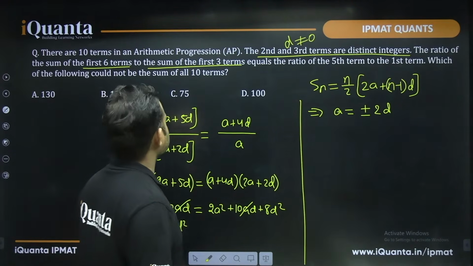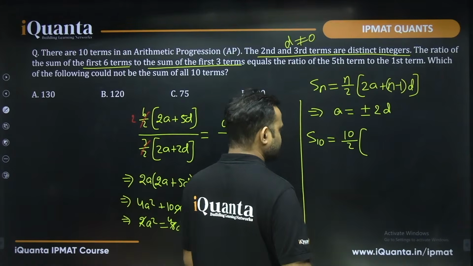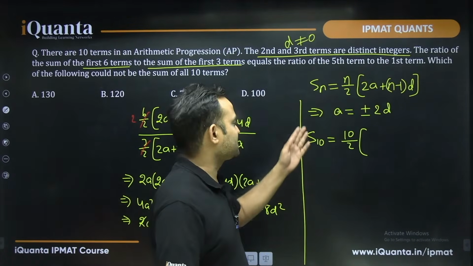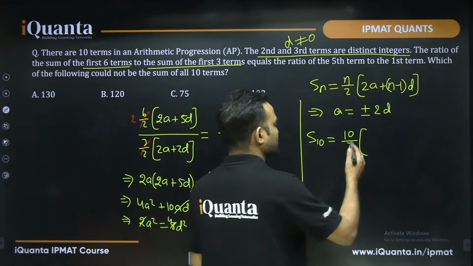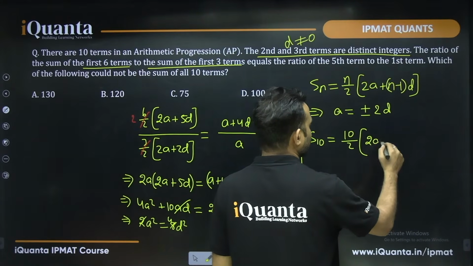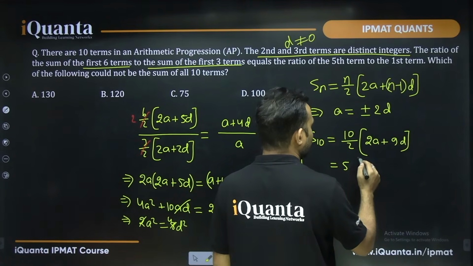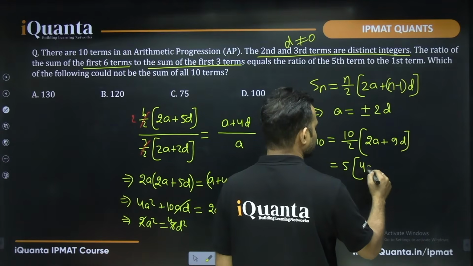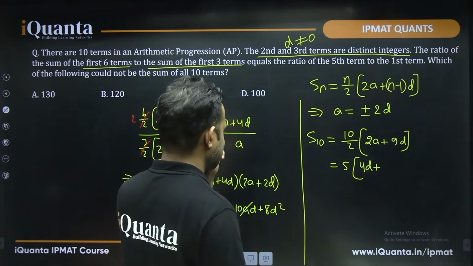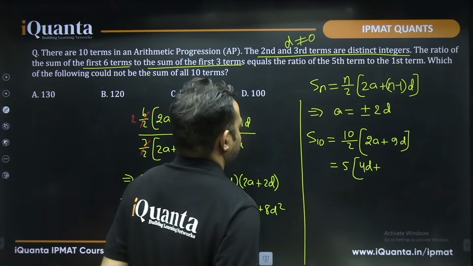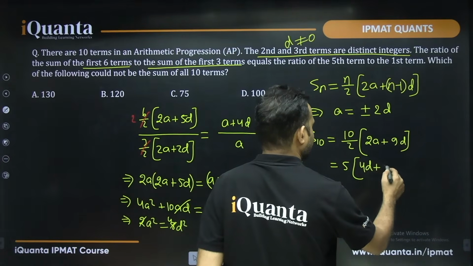Which of the following could not be the sum of all 10 terms? S10 is equal to 10 by 2. So basically, if you look closely, this is nothing but a. This will start with 2d, then 4d, then 6d, and so on, right? So 10 by 2 into 2a plus 9 times d. So this will be 5 times 2a. Instead of 2a, we can write 4d plus 4d plus, this will be 9d.